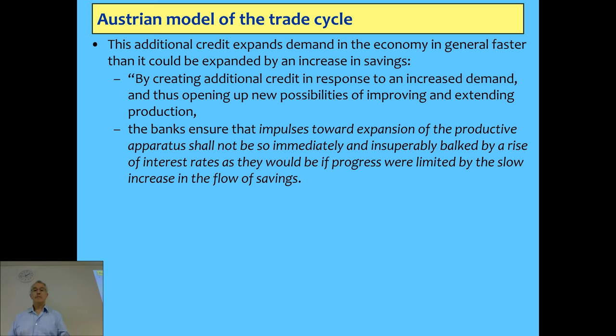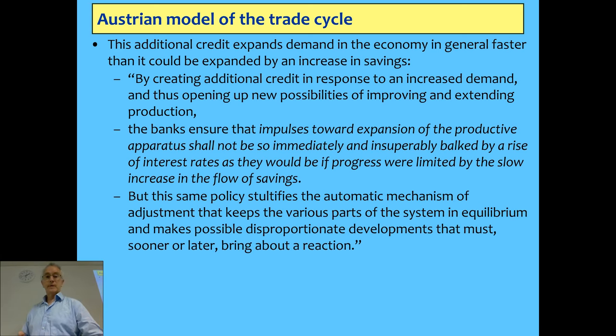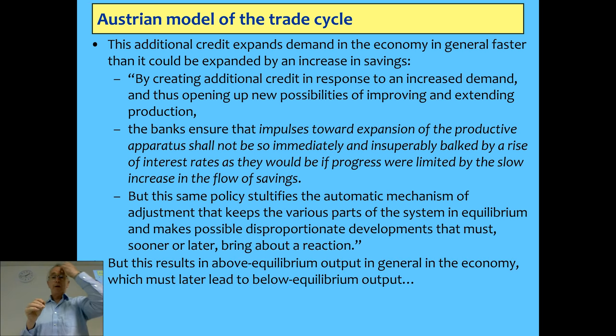And that then causes a rise in interest rates. And that stultifies the adjustment that the banking should be doing. So they see the money market as being a disturbing force in capitalism, and they want to tame it. And most Austrians are in favour of using gold as money somehow. They don't actually explain how you can do that.